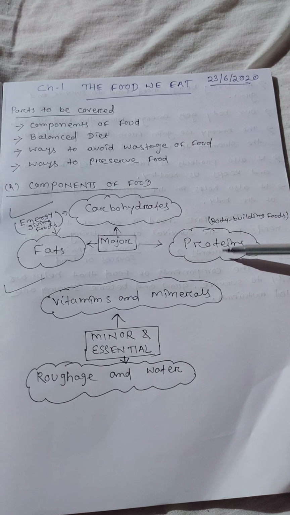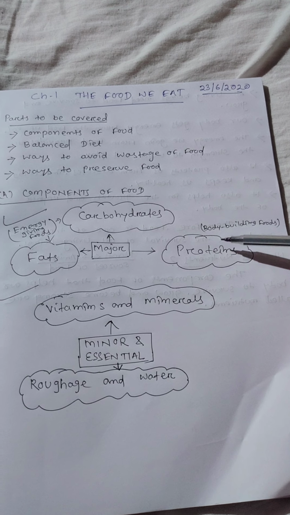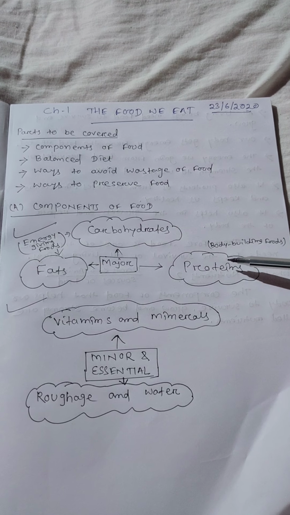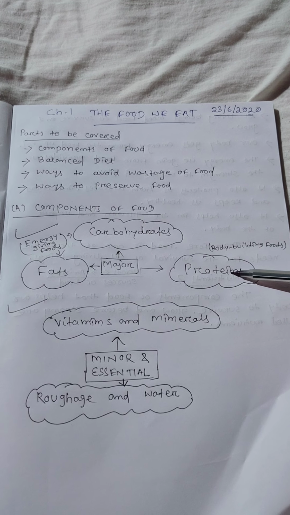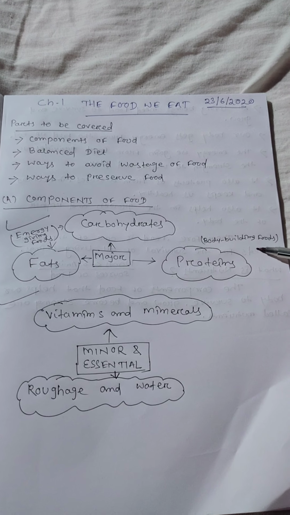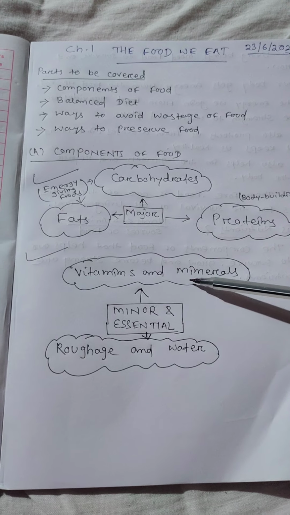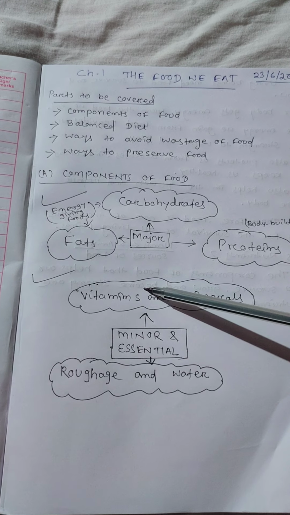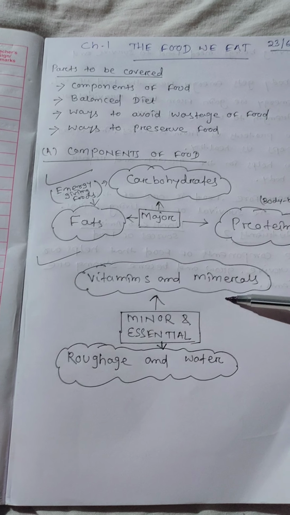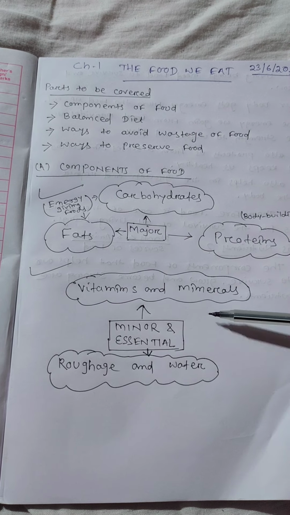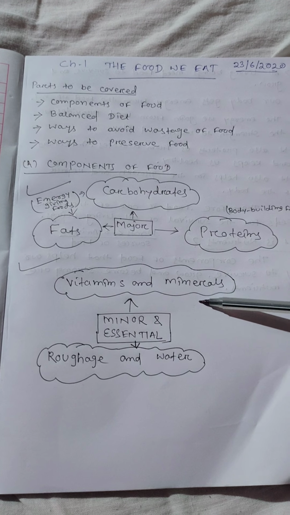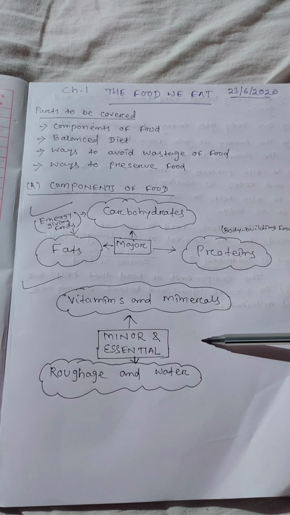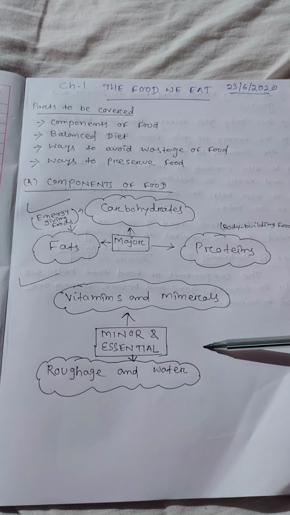Whereas protein is also known as body building food, because it helps our body to grow properly. Then the minor group or very essential part is vitamins and minerals, which are very important for us. They help us to protect our body from infections and various diseases, and keep our body healthy.